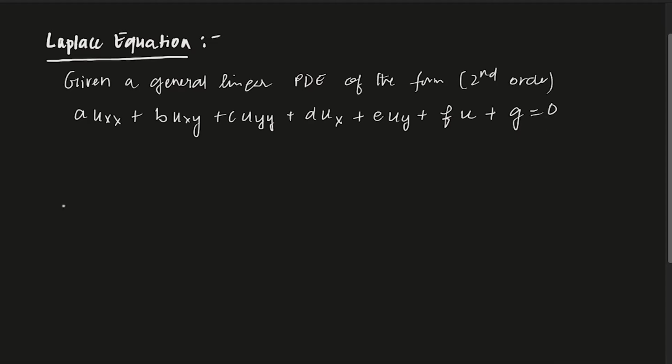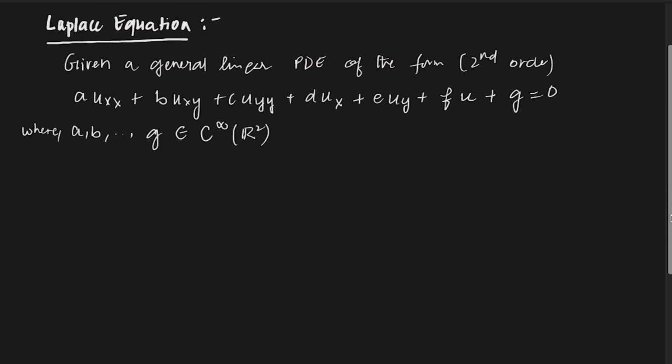All of these coefficients a, b, c, up to g, let's say these are smooth coefficients in R^2, depending on x and y. So a, b and all of these are in C infinity of R^2.